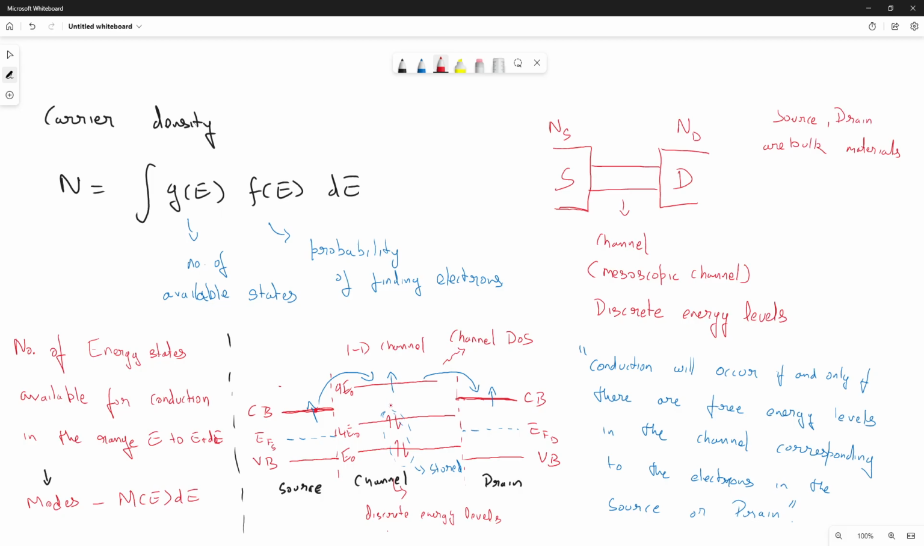No, sir. Very good. Yeah, correct. You're right. Because what is the next available energy level? 16 E naught. Exactly. So between 10 to 12, there is nothing. Therefore, in that case, M of E, the modes function, will give me an answer 0.